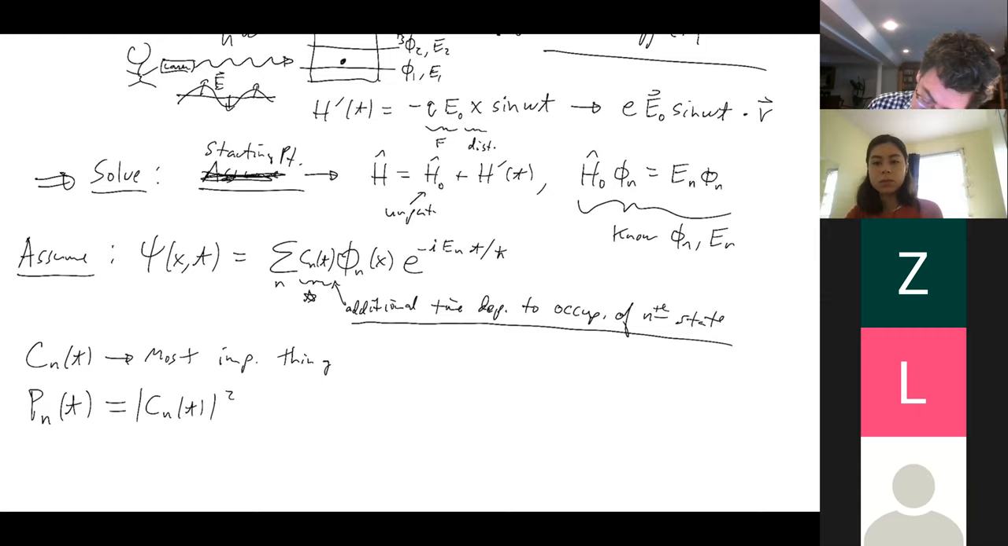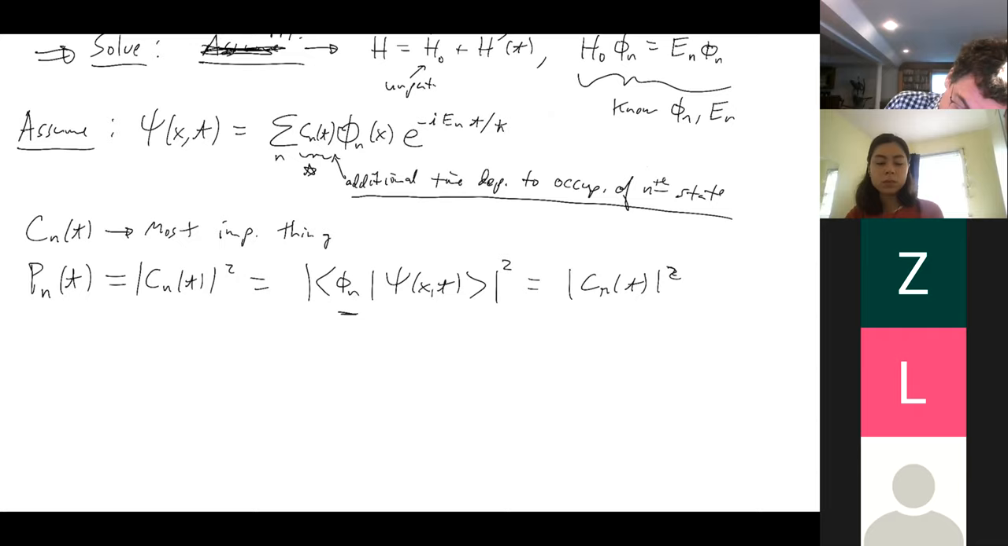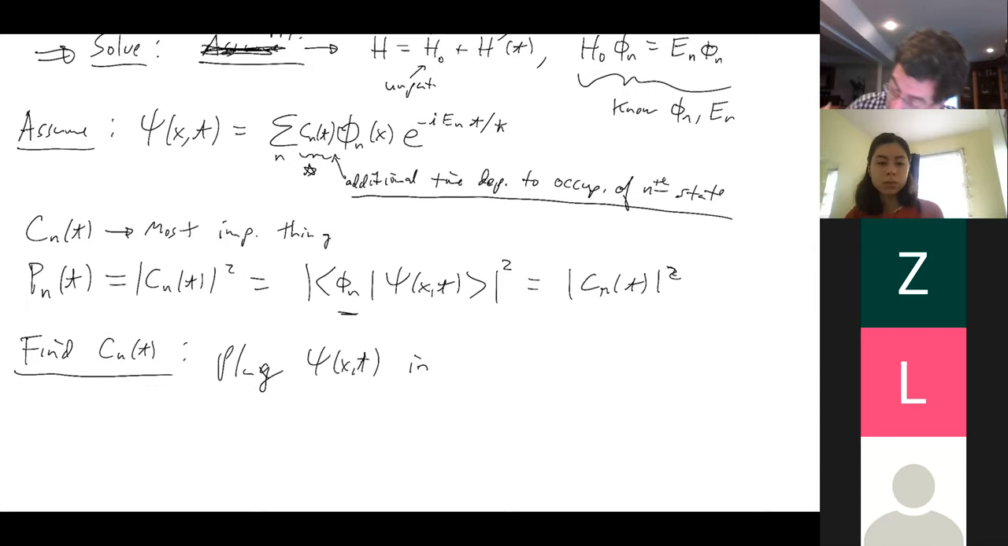And that's easy to see because you just overlap the wave function psi of x, t onto phi n and square it. And then you're going to get that Cn of t. So clearly finding this Cn of t is the most important thing. And so the question then is, how do we find Cn of t? And to find it, we just plug in, as we did last time, so this is review, our assumed form of the wave function into the Schrödinger equation. And the Schrödinger equation now is the time-dependent Schrödinger equation.